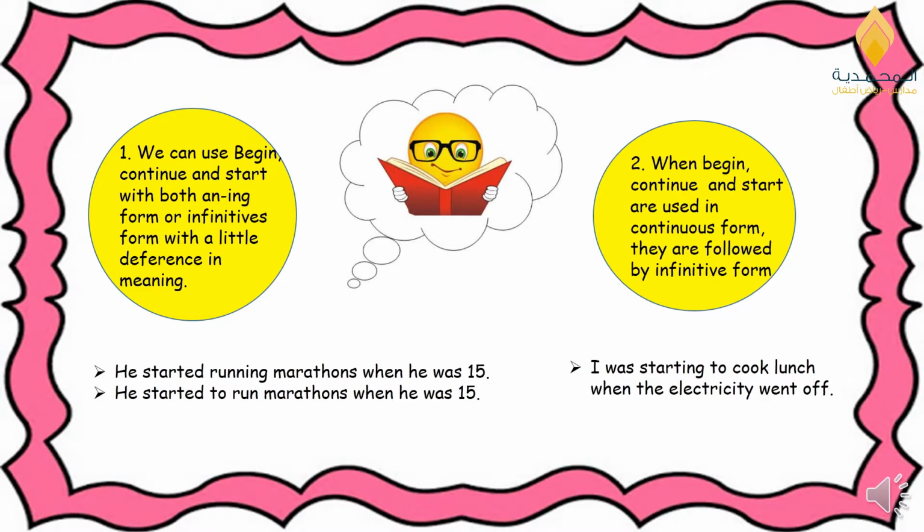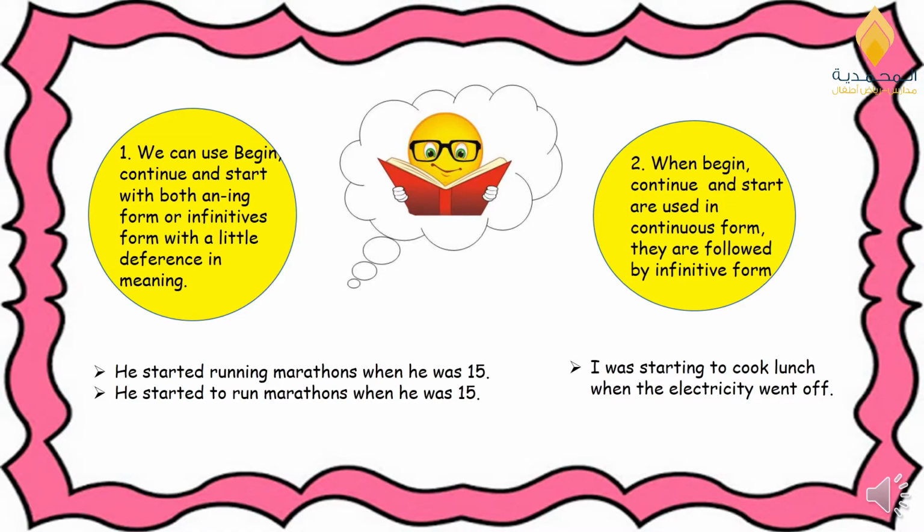Okay, now I want you to look over here. We can use begin, continue, and start with both an ing form or an infinitive form, with a little difference in meaning. Okay? So if you look at number 2, when begin, continue, and start are used in continuous form, they are followed by an infinitive form. What does this mean? Let's look at number 1. Number 1 is telling us that we can use them with an ing form or an infinitive form, right? Let's look at the examples down here.